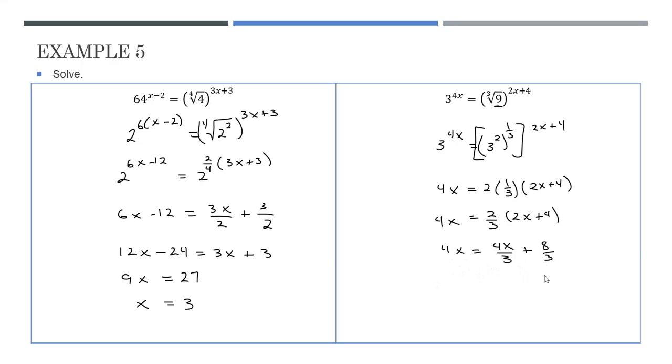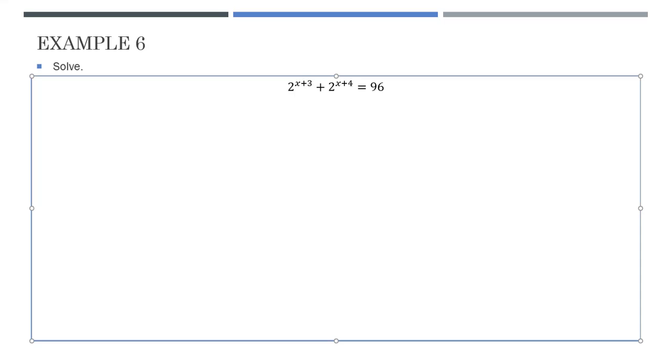I think it's going to be a little bit easier if we just get rid of all these fractions. So I'm going to multiply everything by 3. So I get 12x equals 4x plus 8. Subtract 4x off of each side. So we get 8x equals 8. Divide both sides by 8, and we get x is equal to 1.